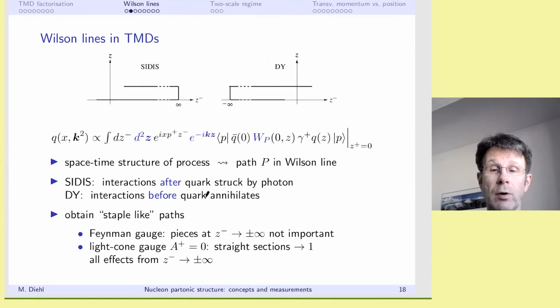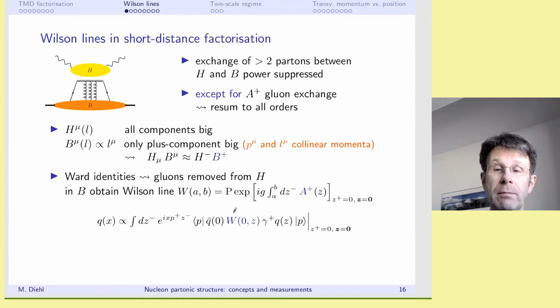So at this point, an important remark. Barbara told you yesterday that the Wilson lines in the ordinary PDFs, and therefore also the Wilson lines in ordinary GPDs, you can make them disappear if you take the A plus equals 0 gauge, because then this here is 0 and the exponential of 0 is 1. That looks very simple.